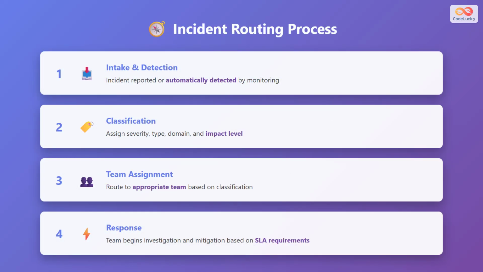Now let's walk through how incidents are routed using categorization. First, intake and detection. An incident is reported by a user or automatically detected by our monitoring systems. Second, classification. We assign severity, type, domain, and impact level to the incident. Third, team assignment. Based on the classification, the incident is routed to the appropriate team, whether that's infrastructure, application, or database support. Fourth, response. The assigned team begins investigation and mitigation, following the SLA requirements defined for that incident severity level.